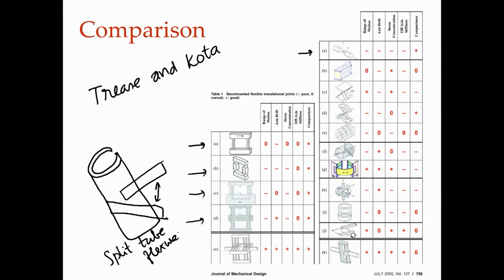Here what they are doing is they are comparing the range of motion. The first one is the range of motion, and others are axis drift, stress concentration, off axis stiffness, and compactness. Sometimes things are very big, right. So, for example, some of these things are very bulky. So, they have used 5 criteria, put them 0, minus, plus. 0 means neutral, minus it's not good, and plus is it's better than the others, right. So, again let us look at the parameters that they have taken to compare.